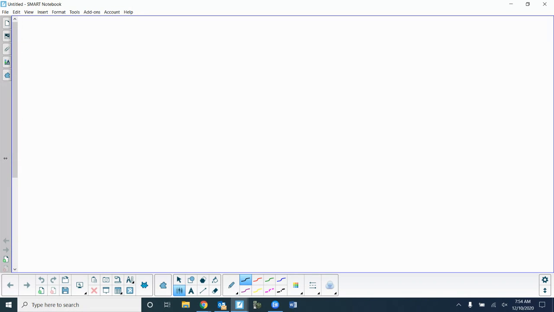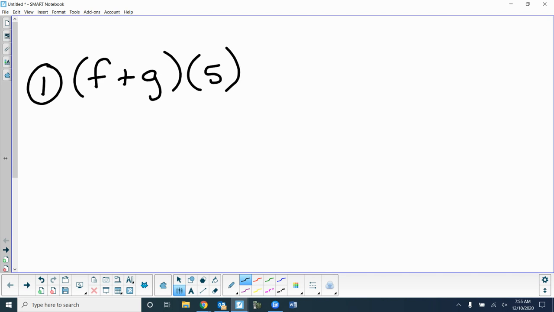Okay, so the first 8, I have an F, G, and an H, and then the second 8, there's a different F, G, and H. Okay, so number 1, you're just adding F plus G of 5. So the way I like to do it is to just find F of 5 and G of 5 and then add them. But you could add the 2 first if you want. It's your choice.